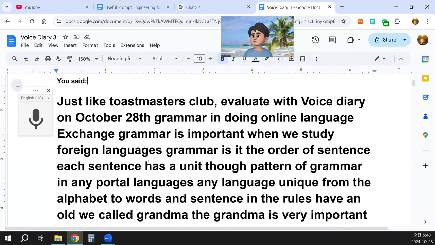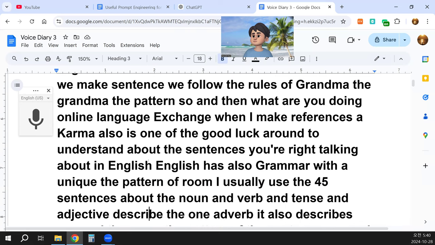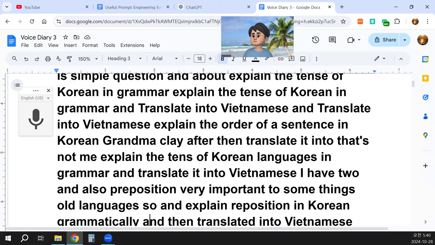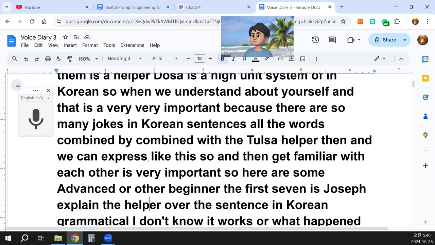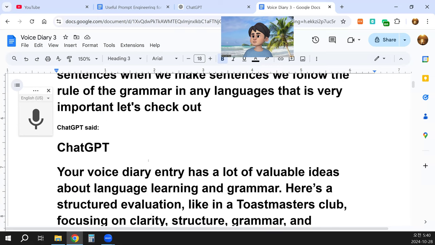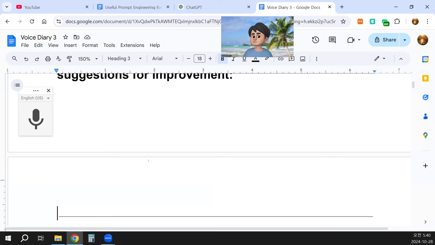Just like in a Toastmasters Club, the boy's diary entry has a lot of valuable ideas about language learning and grammar. Here's a structured evaluation like in Toastmasters Club, focusing on clarity, structure, grammar, and suggestions for improvement.